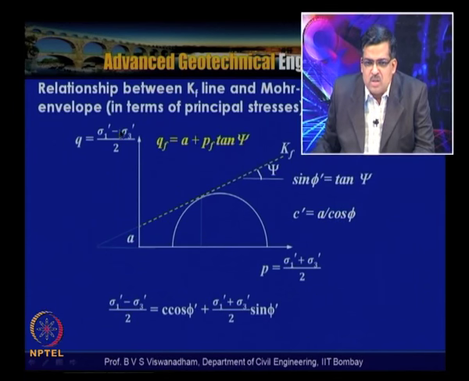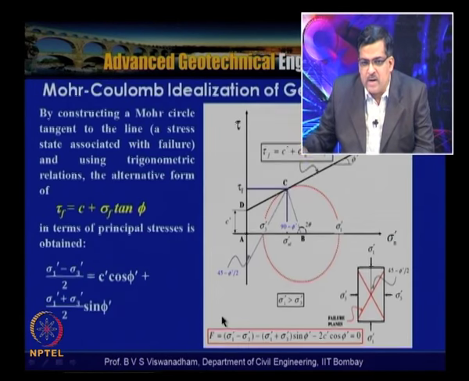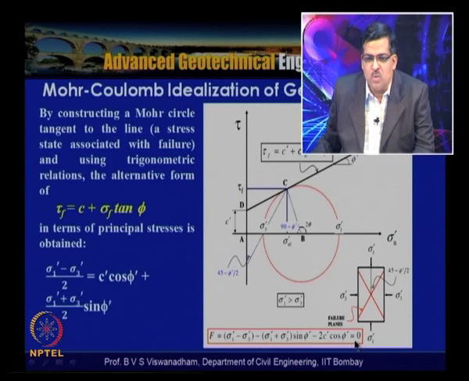So by using this also, we can get the other form of tau equal to C plus sigma tan phi, as (sigma 1 minus sigma 3 dash) by 2 is equal to C cos phi plus (sigma 1 plus sigma 3) by 2 sin phi dash. So with this also we will be able to get the expression which we are talking about here: sigma 1 dash minus sigma 3 dash, minus (sigma 1 dash plus sigma 3 dash) sin phi dash, minus 2 C dash cos phi dash is equal to 0.